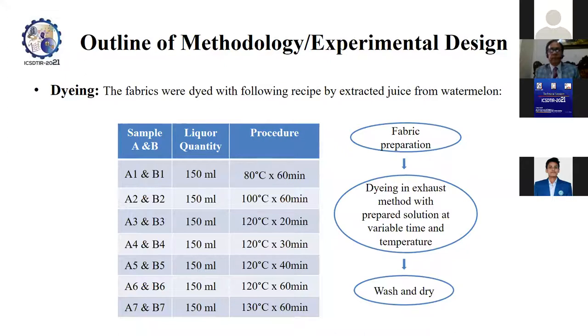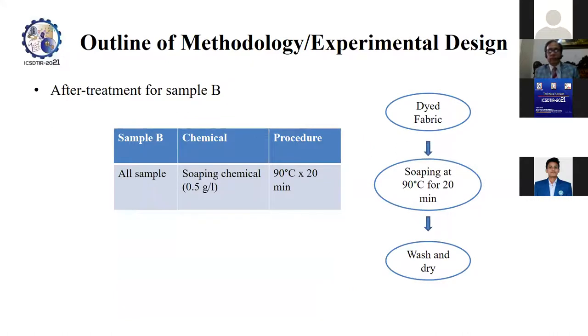After completing the dyeing process, the A-type samples go through the washing and drying process only. But the B-type samples go through the soaking treatment process, where the previously mentioned soaking chemical is used. The soaking treatment was carried out at 90 degrees Celsius for 20 minutes. After completing the treatment process, the samples were washed and dried.